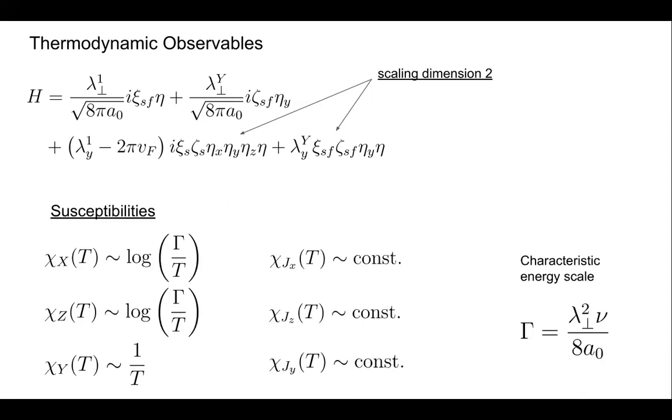Different is the situation when we look at the susceptibilities of the impurity. For the J's, we get just constants, while for the case of the X, Y, and Z, so the orbital operators, we find logarithms. So the susceptibility diverges with logarithms, and in Y direction goes like 1 over T. And gamma is a characteristic energy scale of our system.